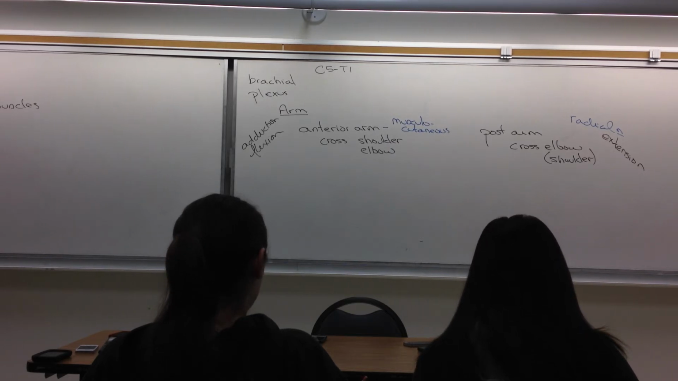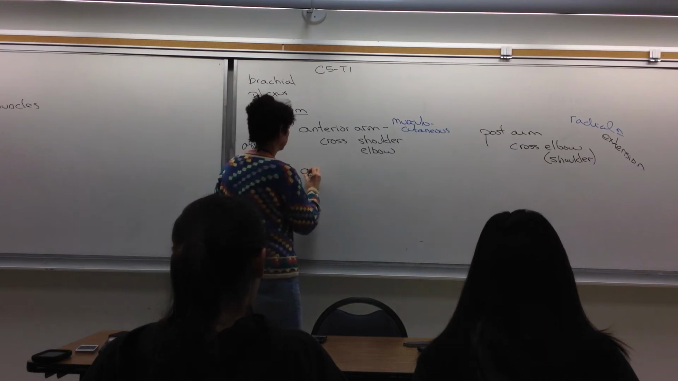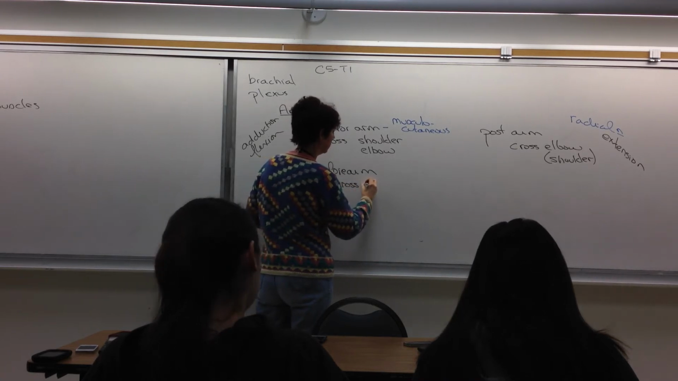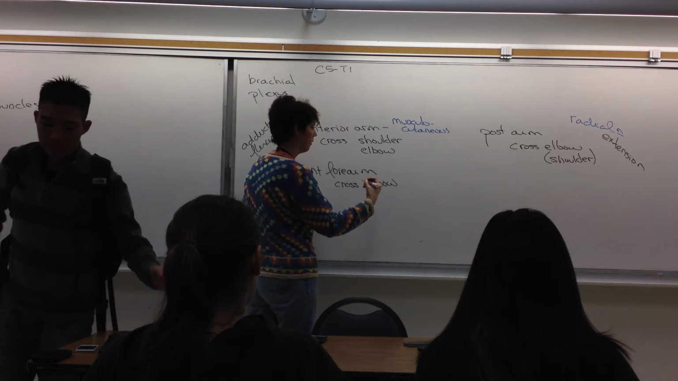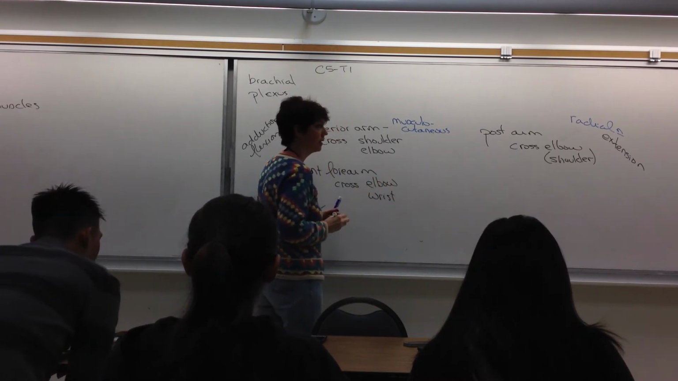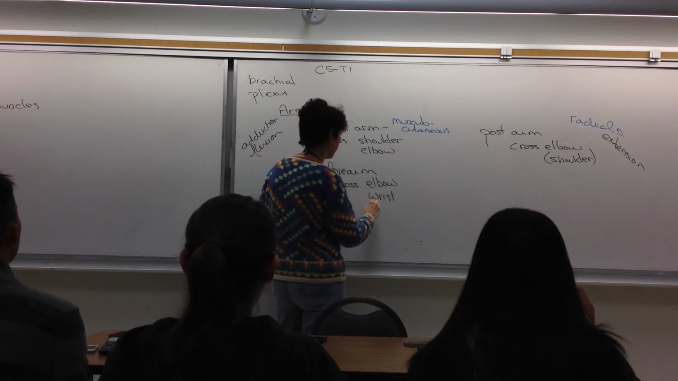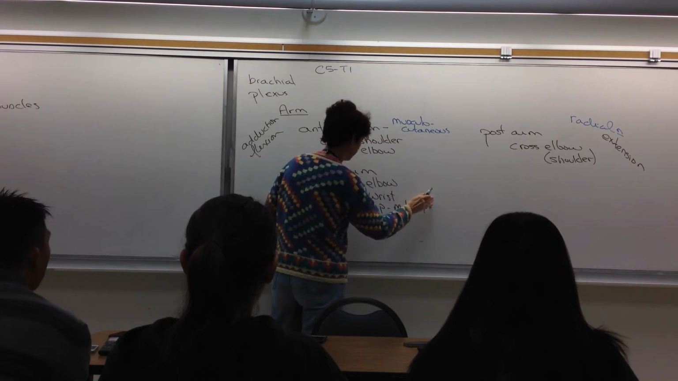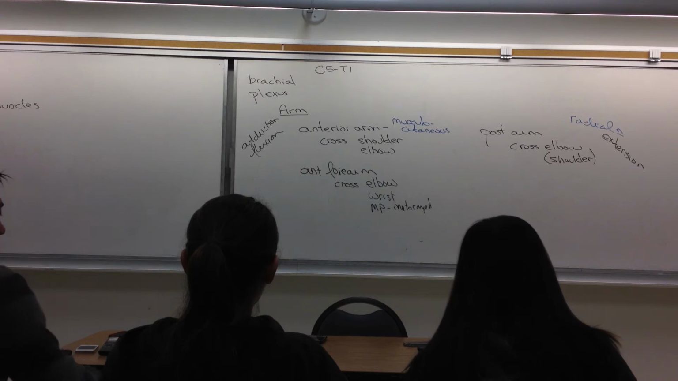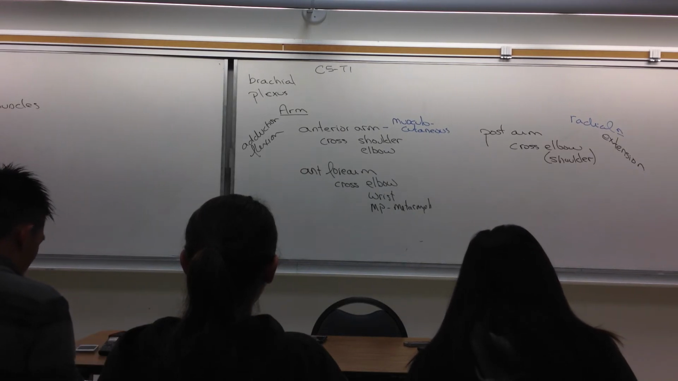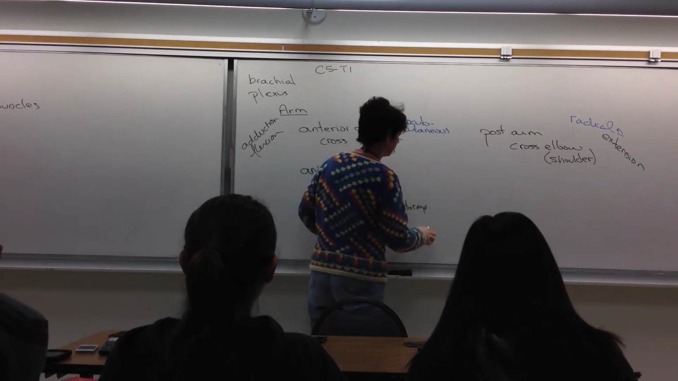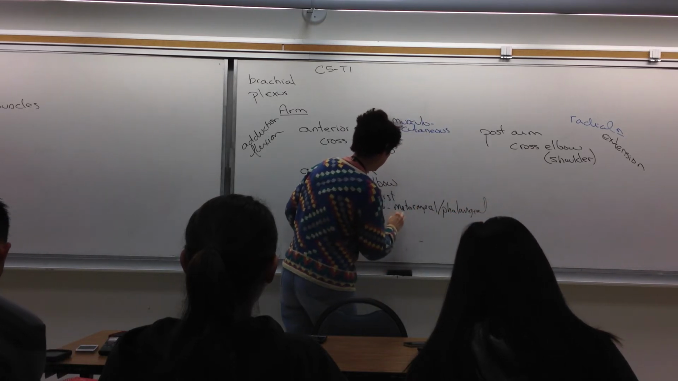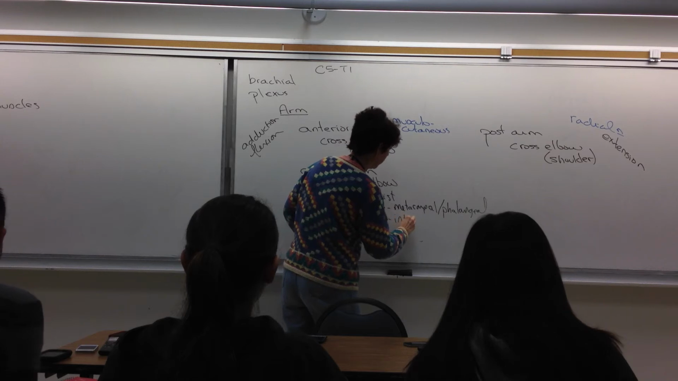Okay. Anterior forearm is going to cross the elbow, cross the wrist. Most of them will cross the wrist. And some of them will even cross into the fingers, what we call MP joints. That's metacarpophalangeal. That's the knuckles. And IP joints, which are interphalangeal.